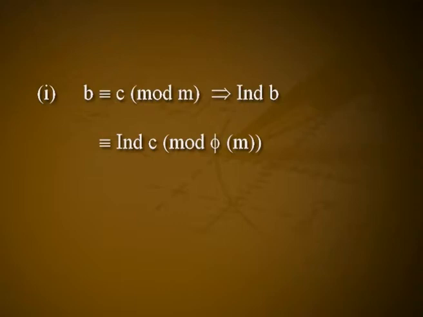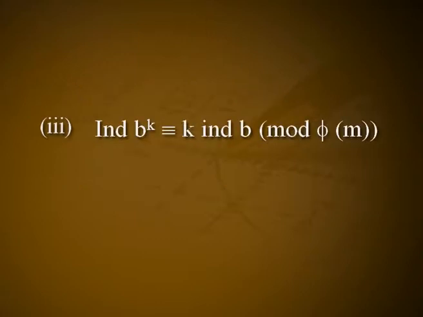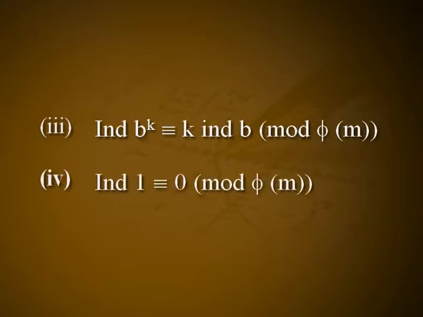1. b congruent to c mod m implies ind b congruent to ind c mod phi of m. 2. ind of b times c congruent to ind b plus ind c mod phi of m. 3. ind of b raised to k congruent to k times ind b mod phi of m. 4. ind of 1 congruent to 0 mod phi of m.